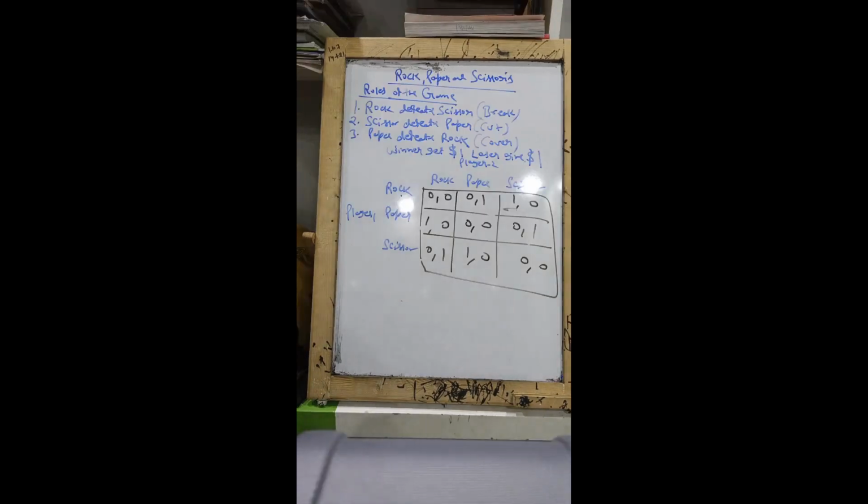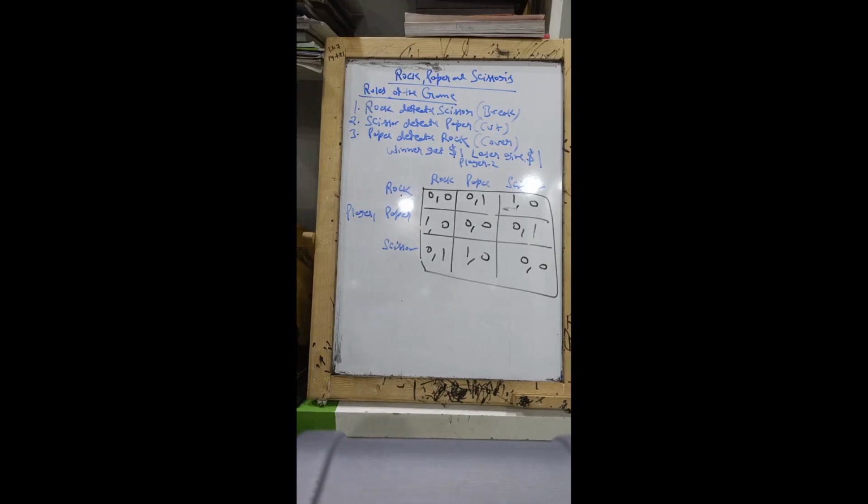Now guys, I've got this third game for you. The game is a very famous one called rock, paper and scissor. Let's first clear the rules. Rock defeats scissor because it can break it, scissor defeats paper because it can cut it, and paper defeats rock because it can cover it. In this game we have got 2 players. The winner is going to get $1 and the loser has to give $1 away. So player 1 has 3 strategies, rock, paper, scissor, and player 2 also has 3 strategies, rock, paper and scissor.